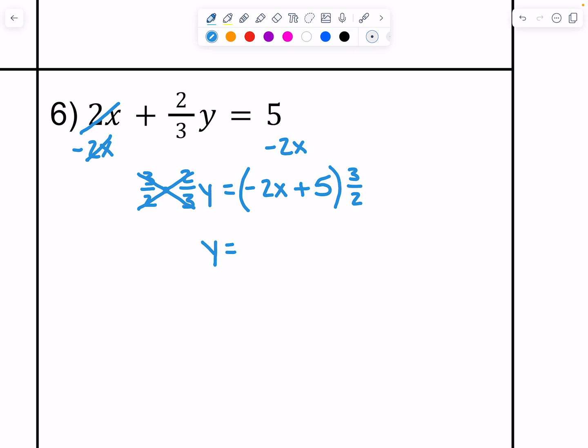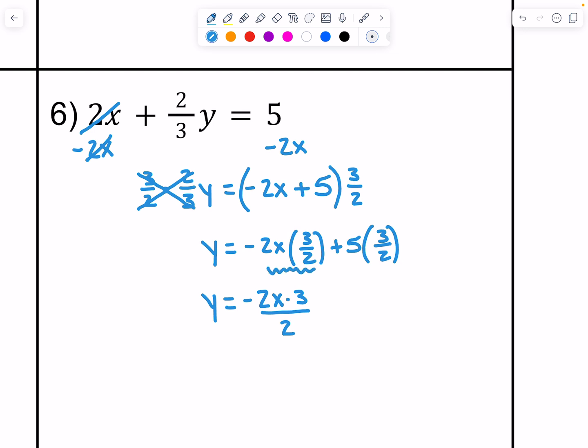And then we get y is equal to, and we need to distribute. So let's distribute negative 2x times 3/2. I'm just going to write that out. Plus 5 times 3/2, so we can see it a little better. And then we'll take one more step to work that out. So we have negative 2 times 3 divided by 2. So I'm just going to actually write another step. So negative 2x times 3 all divided by 2 is what this means right here. And then we have 5 times 3 all divided by 2 for this second term.